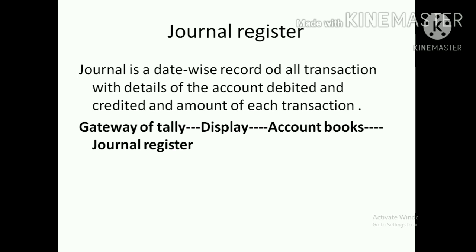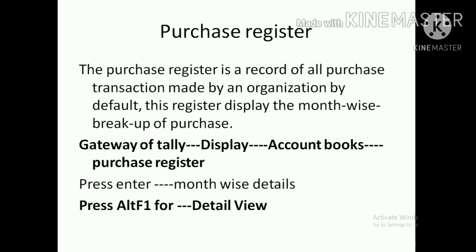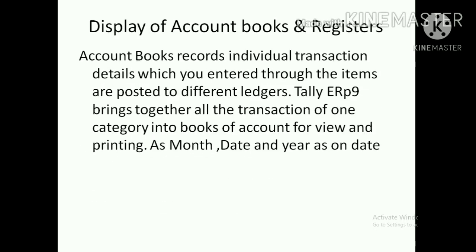Then the journal register, and I think you know the journal register, when they use the general voucher, the journal voucher will be posted to the journal register. That we can see with the help of this syntax: the gateway of Tally, display, account books. From the account books select journal register. This is what reports we can view from Tally.